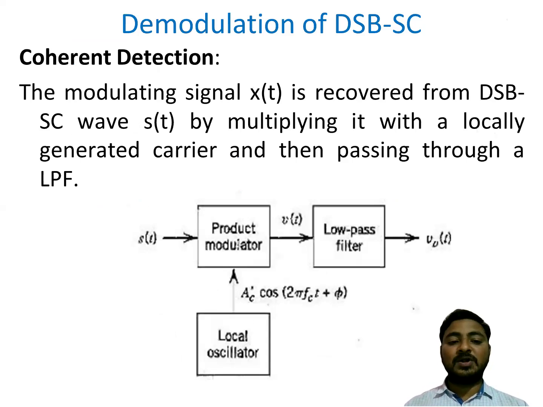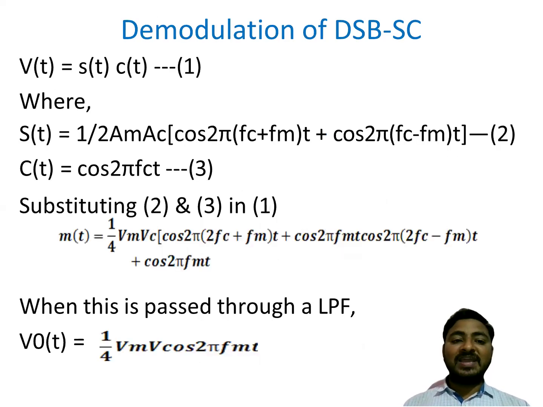The input of the product modulator is s(t), the DSB-SC wave, and one carrier signal is applied to the product modulator. The output of the product modulator is v(t). v(t) is the DSB-SC wave multiplied with the carrier signal. This signal is passed to the low pass filter. This low pass filter allows only the low frequency signals. The low frequency signal is the message signal. So v(t) = s(t) times c(t), where s(t) is the DSB-SC signal and c(t) is the carrier signal.